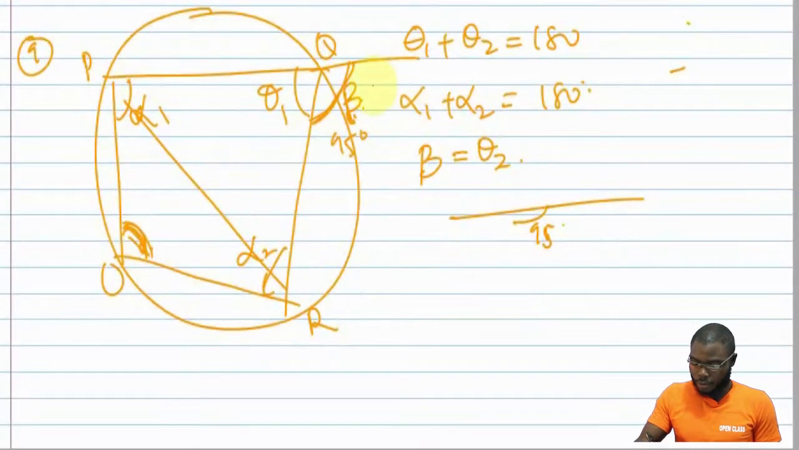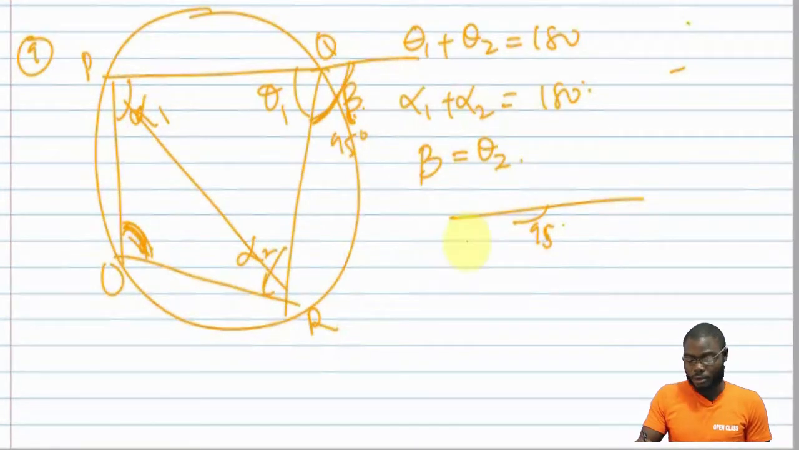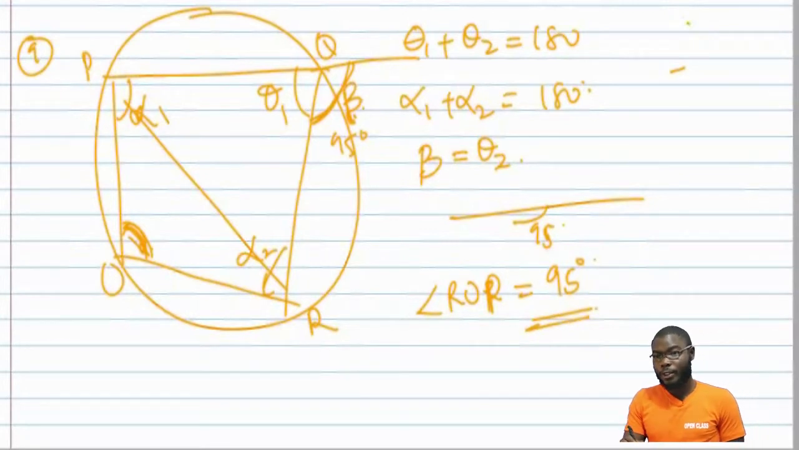ROP is this angle, so it's directly equal to the beta. So your answer is 95, nothing to be solved. This is really a bonus. So your angle ROP is equal to 95 degrees.